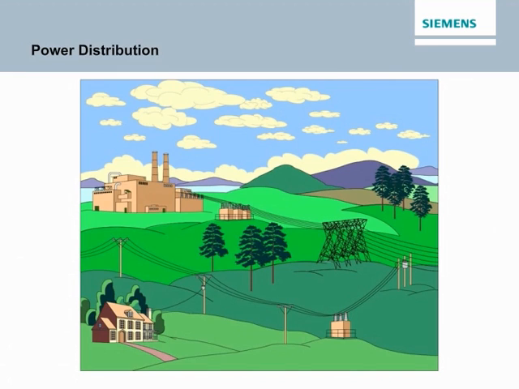Power generated at a power plant and stepped up to a high transmission voltage is brought to a local substation. Here, it's stepped down to a lower distribution voltage. When the power reaches its final destination as a residential customer, the voltage is stepped down to 240 volts. Only single-phase power is used in a typical residential application.